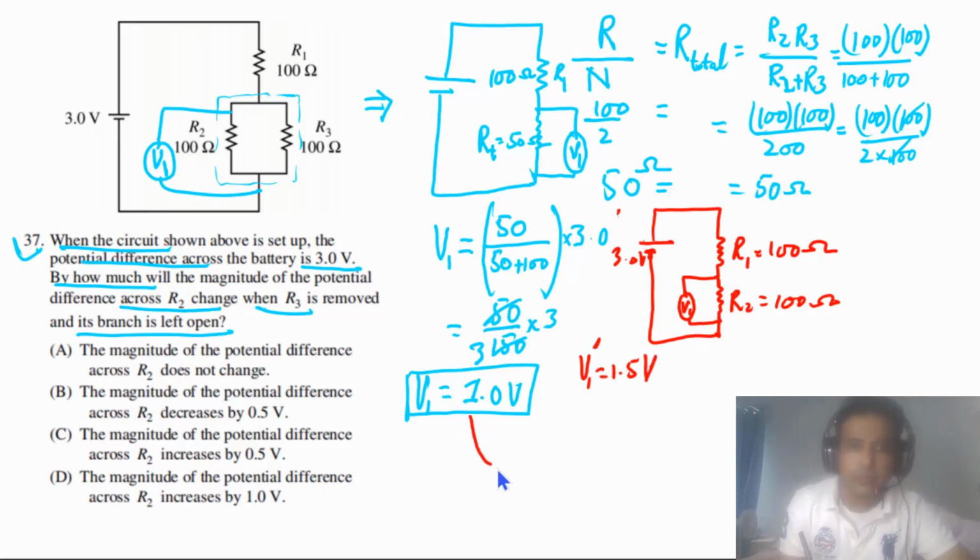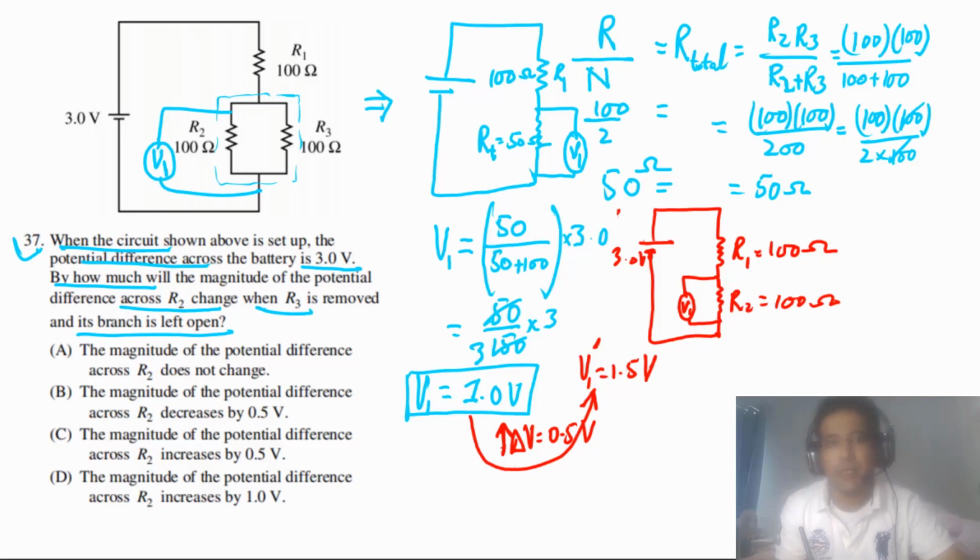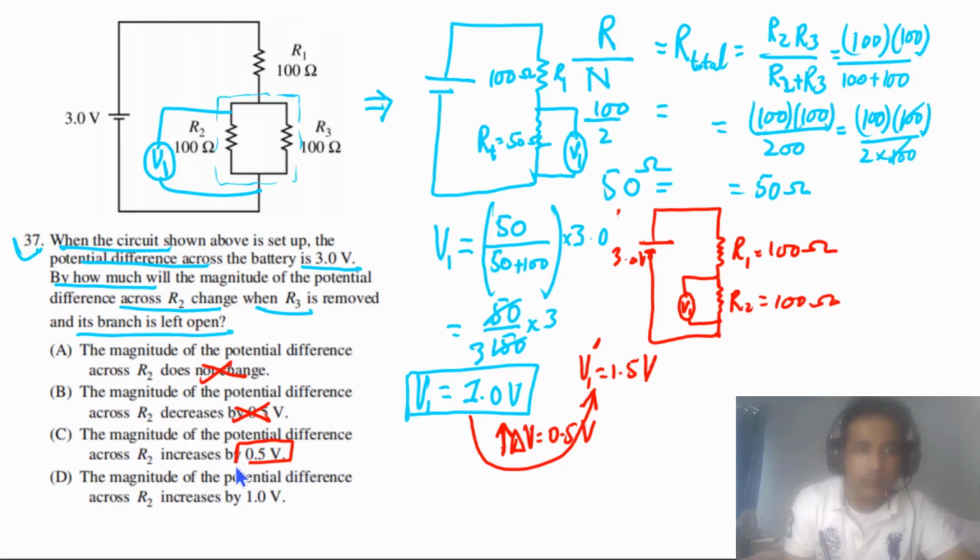Now simply you can say the potential difference across R2 has been increased by 0.5 volts. So this delta V has been increased by 0.5 volts. So the answer for this question: the magnitude of potential difference decreases, this is wrong; doesn't change, this is wrong; this is telling us increases by 0.5 volts. So the answer for this one has to be C.